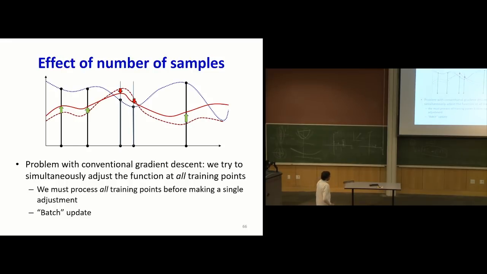The problem over here is that we are trying in each step to adjust the value of the function at the location of every training instance. So here in this figure, I have 5 training instances. I'm trying to adjust my parameters so that I'm simultaneously correcting the value of the function represented by the network at every one of these points. So which is to say all 5 of these points. This is what we call a batch update.